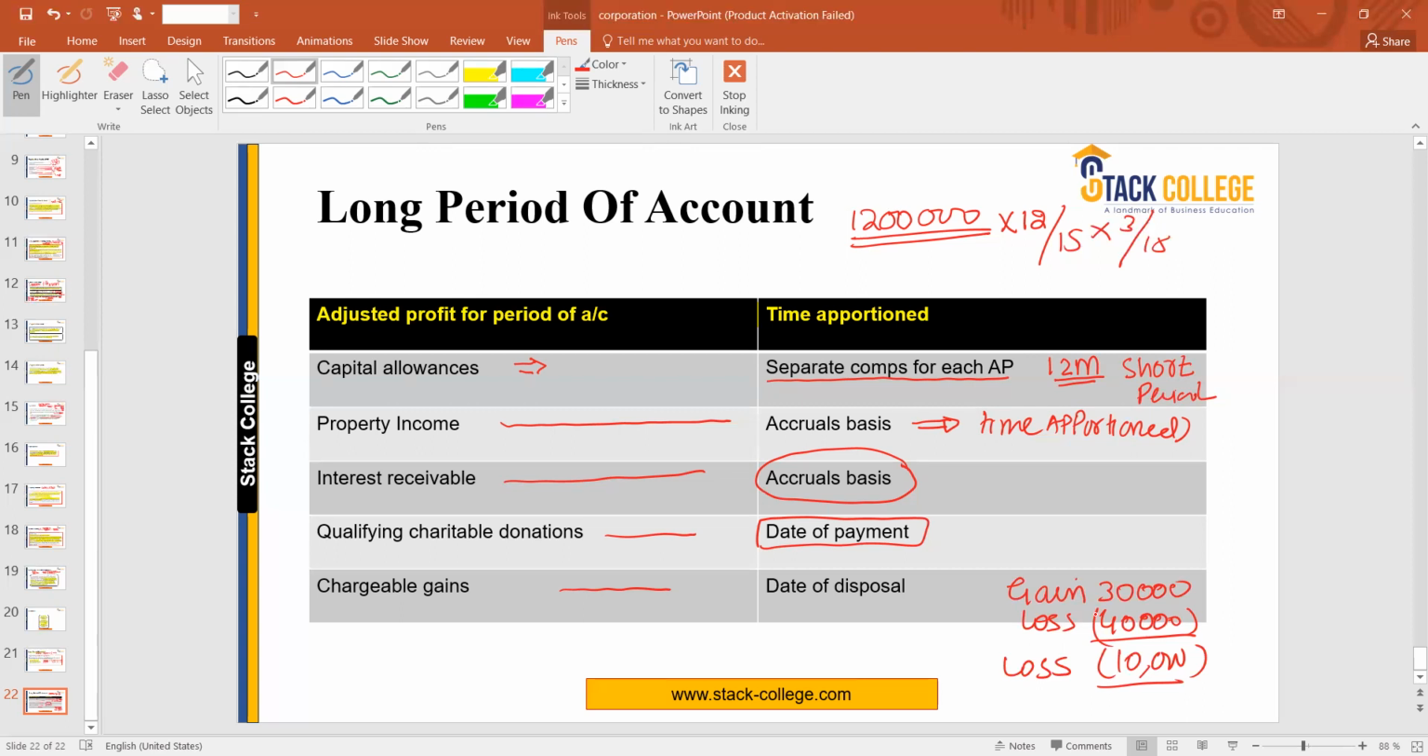In the case of company, as we discussed, cash basis is not allowed. Everywhere we have to use the accrual basis.